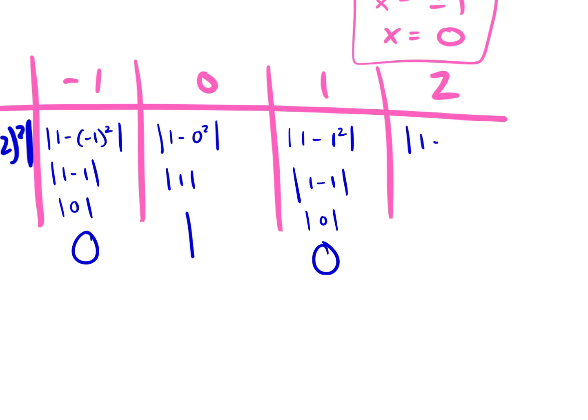And then the absolute value of 1 minus 2 squared. So the absolute value of 1 minus 4 would be the absolute value of -3. What's the absolute value of -3? 3.